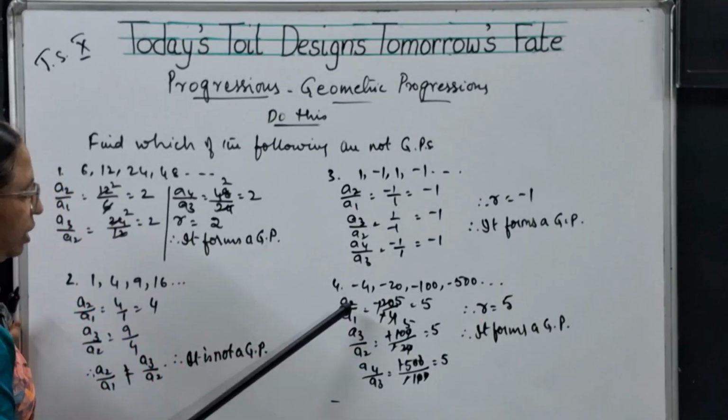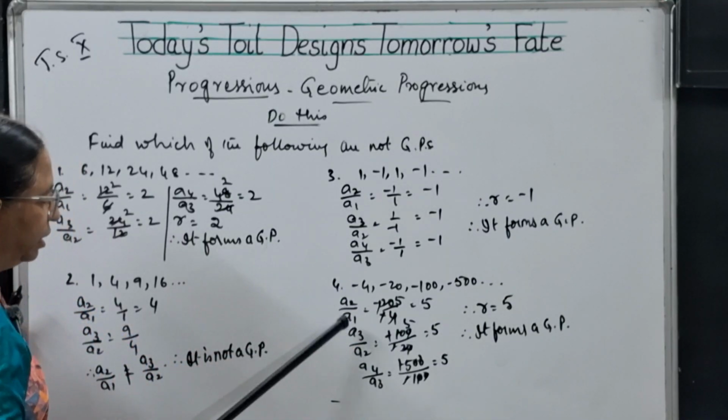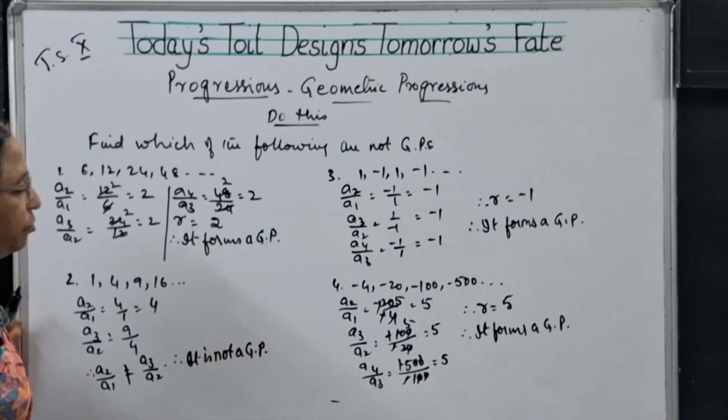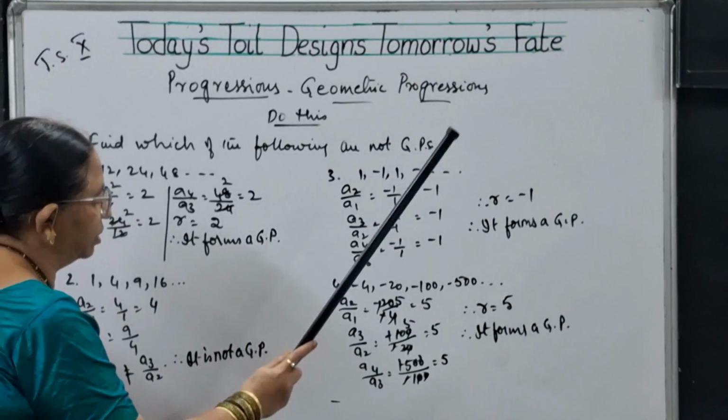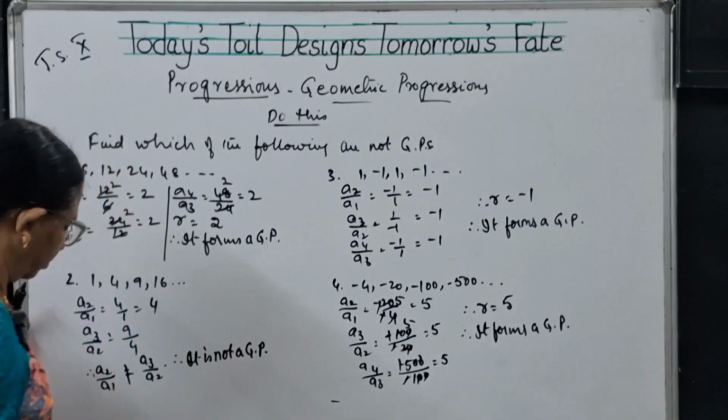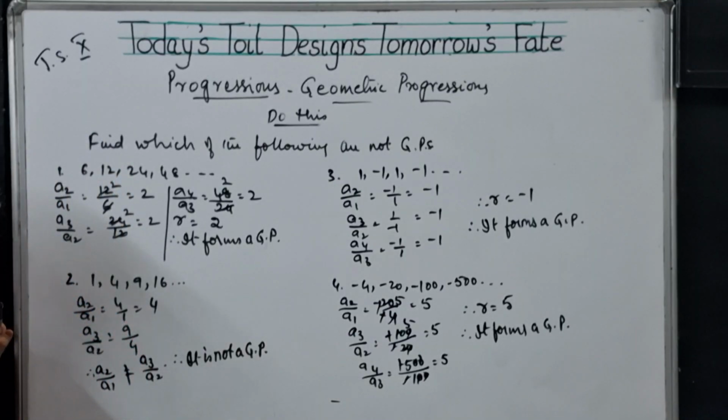Fourth one, A2 by A1 is 5. A3 by A2 also is 5. A4 by A3 is also 5. So we have got common ratio as 5. So it forms a GP, children. So I hope I'm clear, children. Now you might have got a clear idea about how to identify whether the given progression is GP or not. Copy it, children.